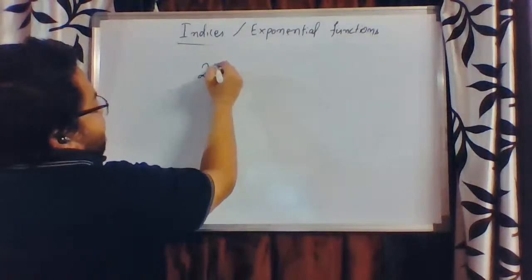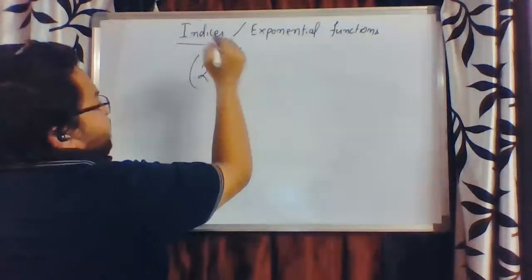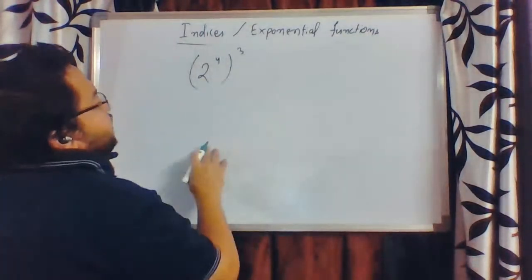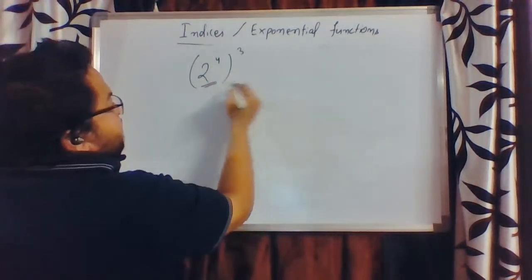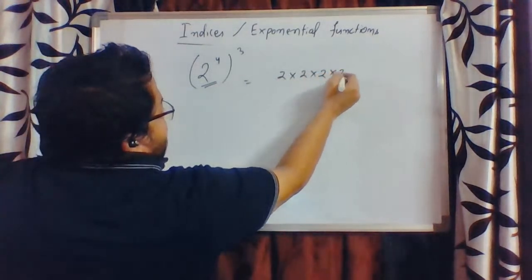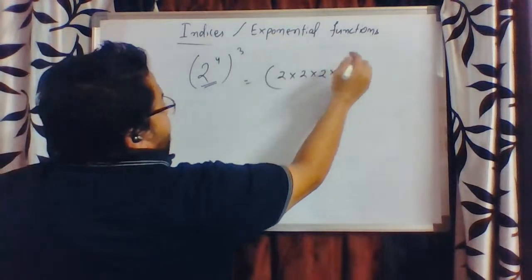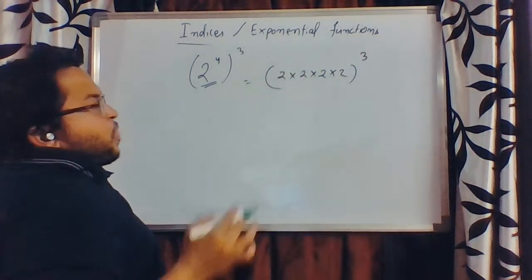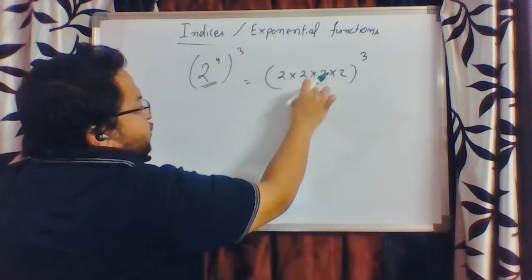So say I have 2 to the power 4, right, to the power 3. Let us try to solve it. 2 to the power 4, let us first solve what is inside the bracket. That is nothing but 2 into 2 into 2 into 2, so it is 4 times. So I have resolved 2 to the power 4. I will retain the power 3 like that only. Now I will again apply my law number 1 to this.